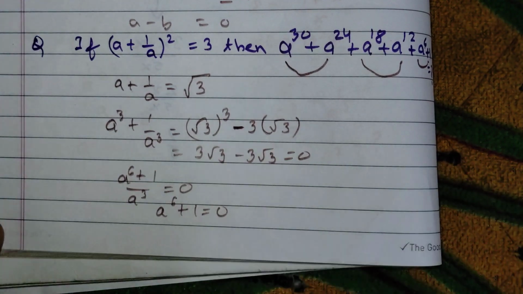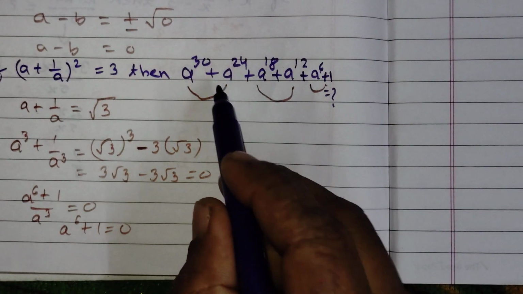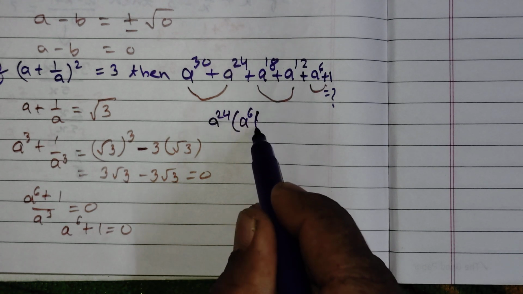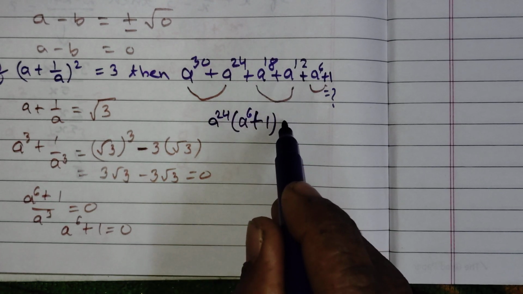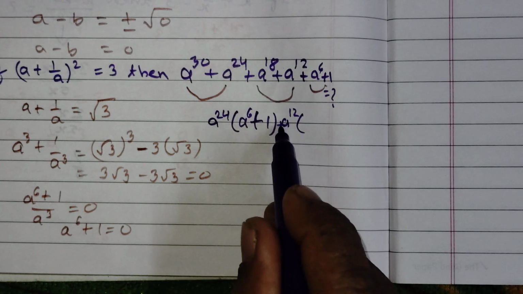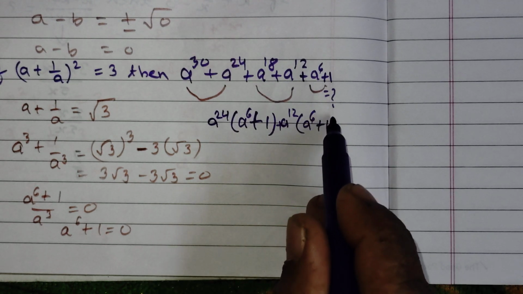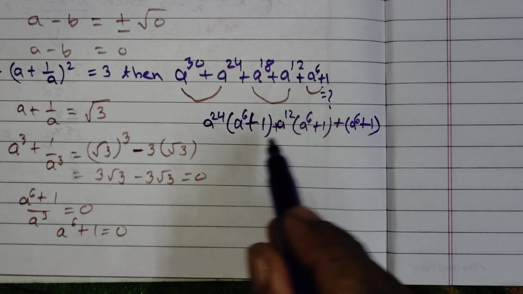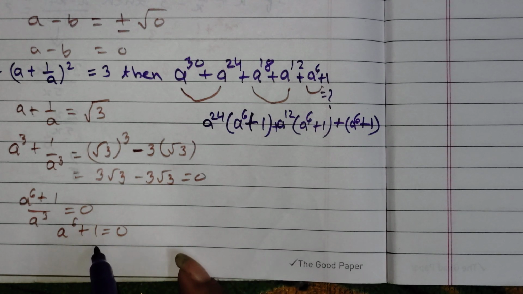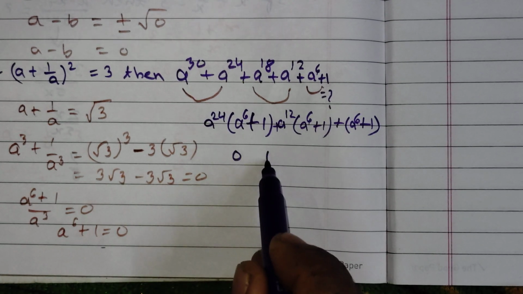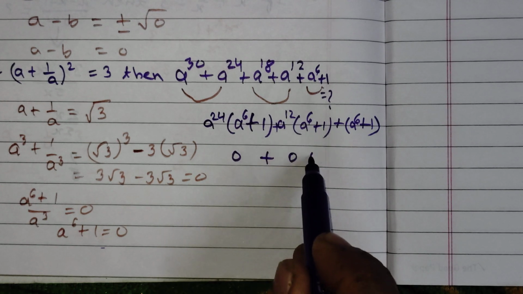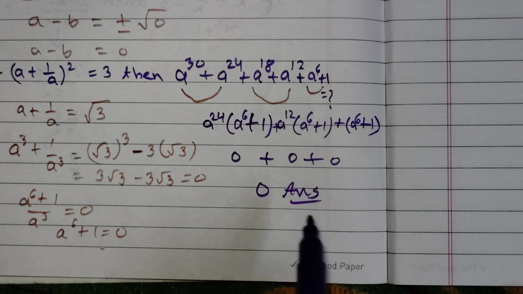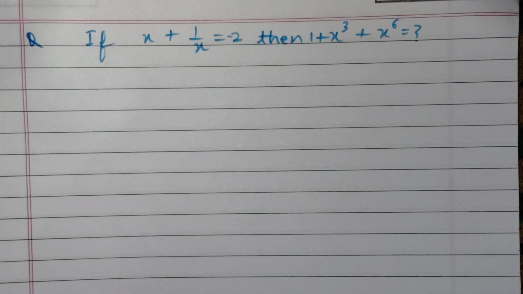So here is the question. In this question we take common a raised power 24 from the first group, we get a power 6 plus 1. Second, we take a power 12 common, we get a power 6 plus 1. From the third we take common 1, so a power 6 plus 1 as it is, and the a power 6 plus 1 value we obtained is 0. So 0 into any number we get 0. So adding 3 times 0, we get 0 as the answer. So the answer of this question is 0. So this is a tricky question.